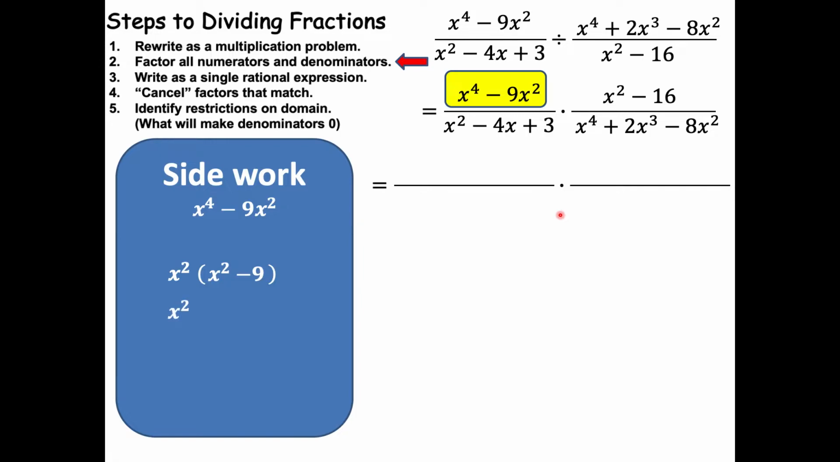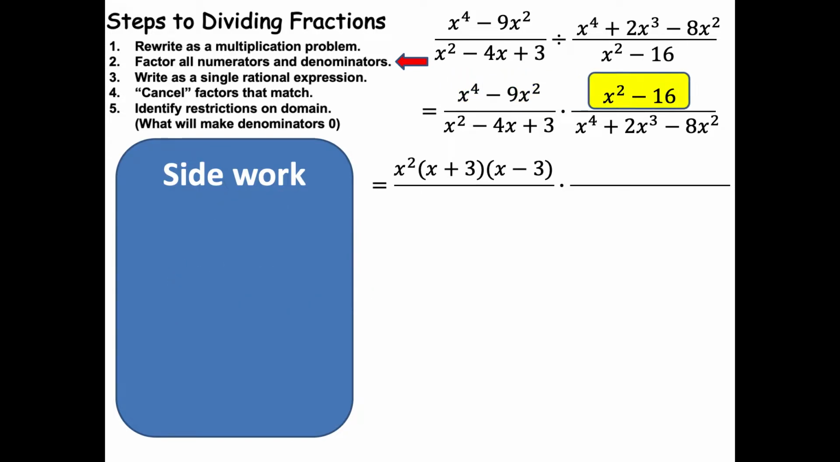Now, it turns out x squared minus 9, I can keep going with this. You have to keep factoring until you can't factor anymore. So x squared minus 9 is a difference of squares. If you remember your patterns, I have a perfect square minus another perfect square. So that factors into x plus 3 and x minus 3. So that first part factors into that. Okay, second part, x squared minus 16.